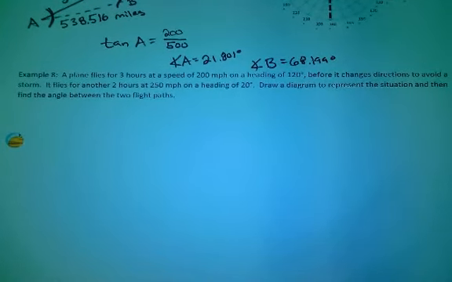All right, so a plane flies for 3 hours at a speed of 200 miles per hour on a heading of 120 degrees before it changes directions to avoid a storm. It flies another 2 hours at 250 miles per hour on a heading of 20 degrees. Let's draw a diagram to represent the situation, and then let's find the angle between the two flight paths. When we go to draw these, we have to read the question and use a little bit of common sense.